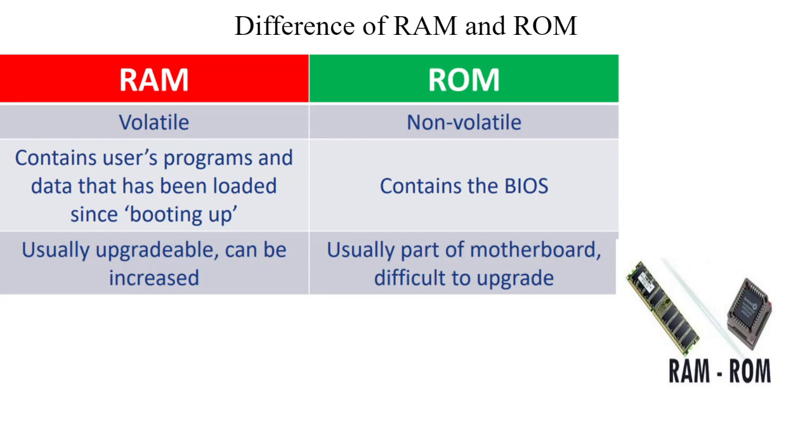ROM is non-volatile. This is what RAM and ROM look like in the computer. ROM is part of the motherboard, so it will be one piece in the motherboard. For RAM, you have chips which you can install. So that's how you upgrade the RAM.